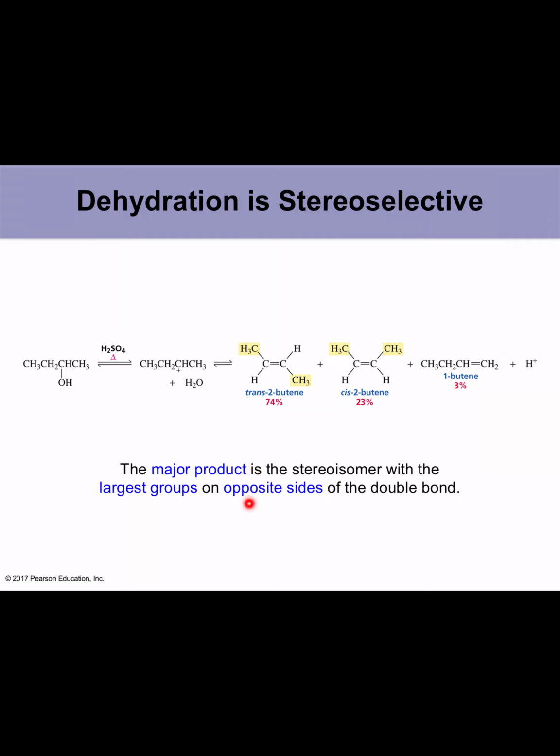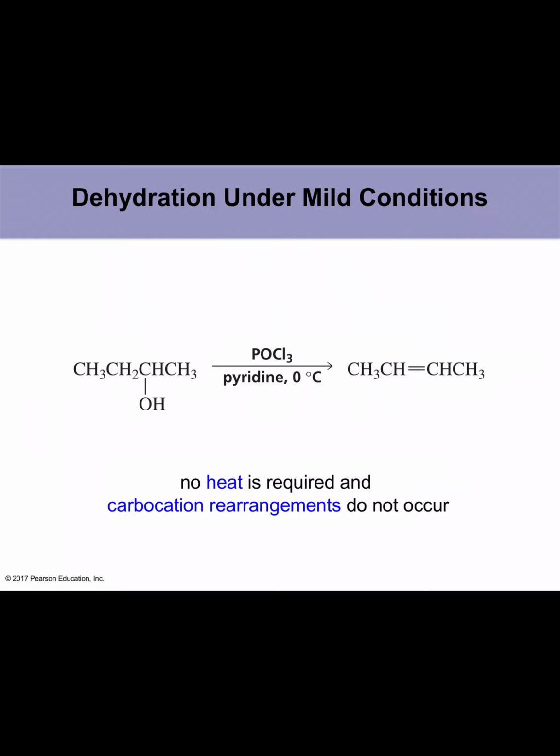Because the stereoisomer with the largest groups on the opposite sides of the double bond is the major product, because that's what's going to be the most stable one. You can see in here, there can be some steric strain due to the two methyl groups on the same side, whereas in a trans, they are on the opposite side, making it more stable. Okay, so this dehydration is stereoselective.